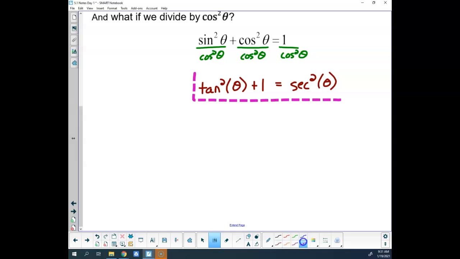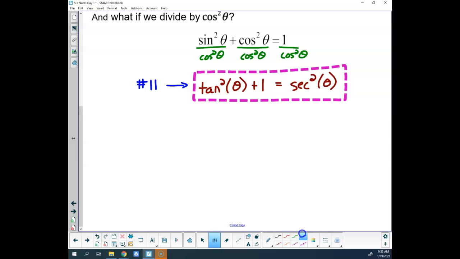Another tool in our toolbox. And that one is number 11, which could also be tangent squared is equal to secant squared minus 1. So we can rewrite those tools and adjust them however we need.